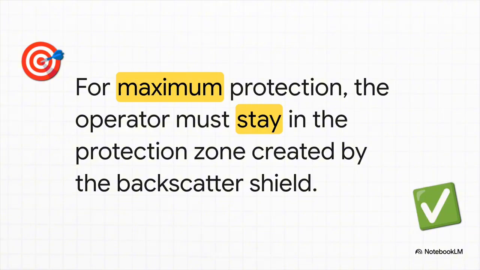It's like a cone-shaped area right behind the device. As long as the operator stays within that zone, they are protected. It's really that simple. And because the shield is transparent, they can see exactly what they're doing, all while staying completely safe. And the numbers?